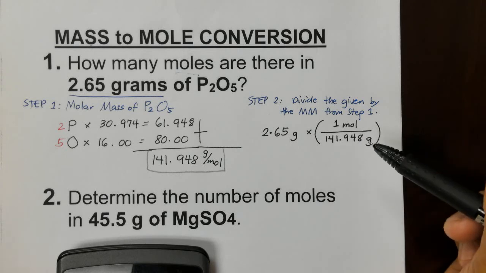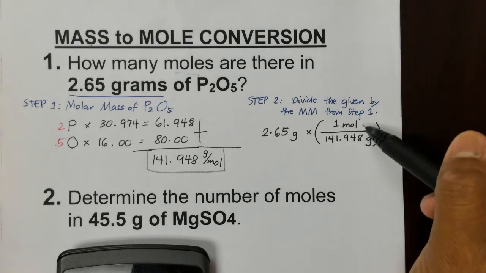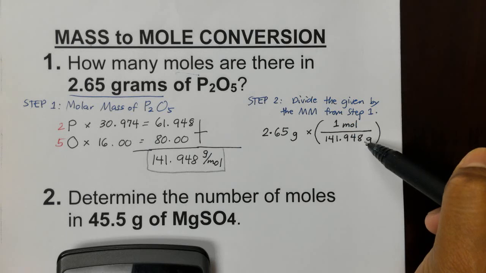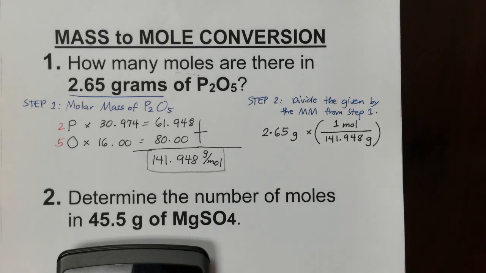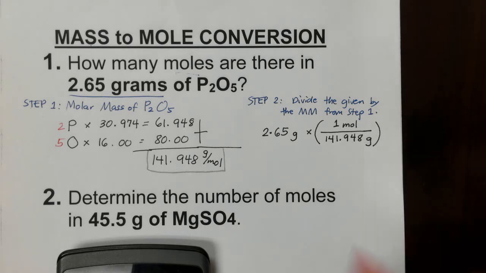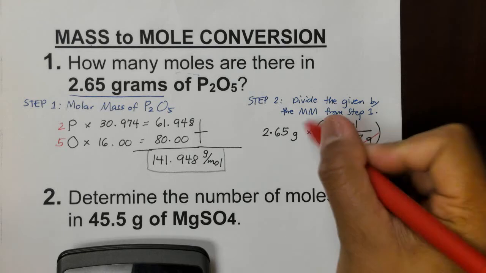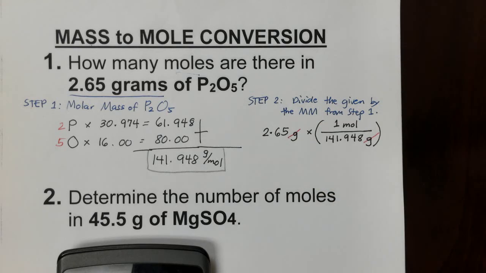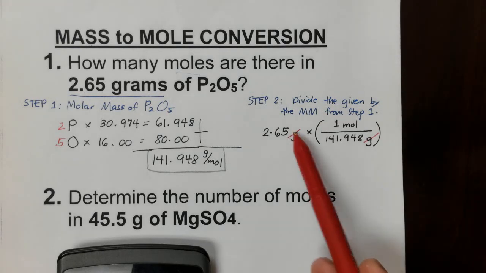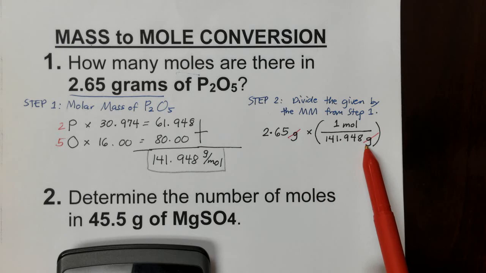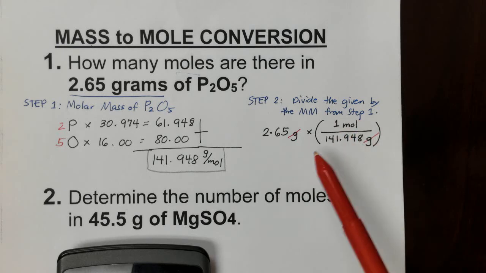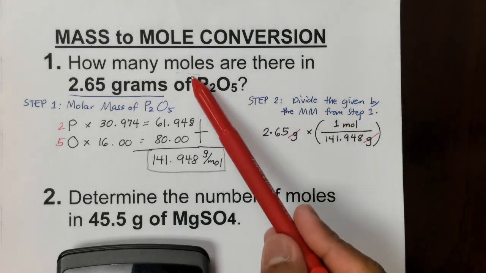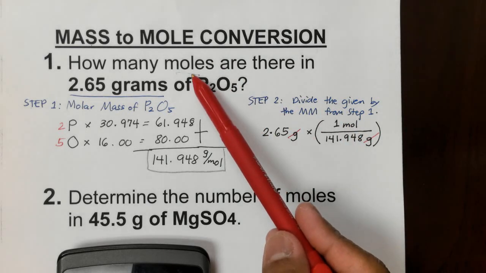Because we're reversing this time from mass to mole, we are reversing the position of our mole and gram. So the 1 mole is on top this time, and the grams is now placed beneath. The reason for that is so that we can cancel our gram unit. The gram from the given and the gram from the molar mass will cancel out. Therefore, we are left with our mole unit, which is what is asked in the question.